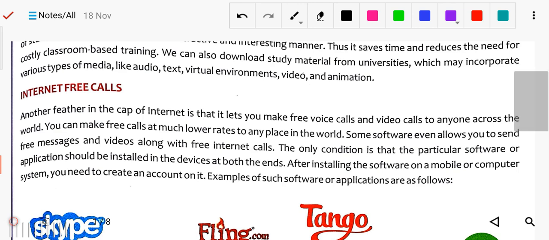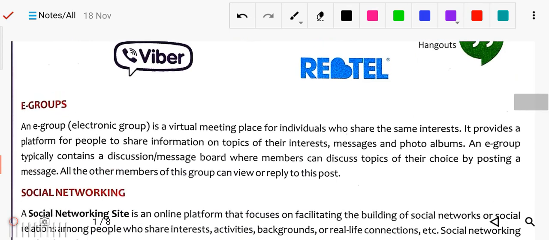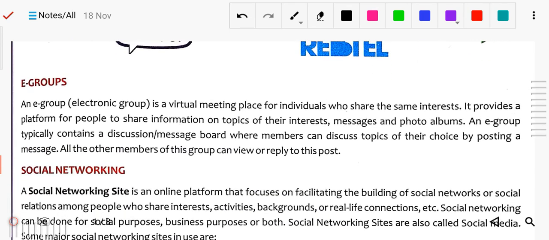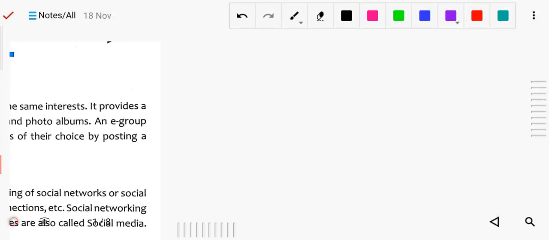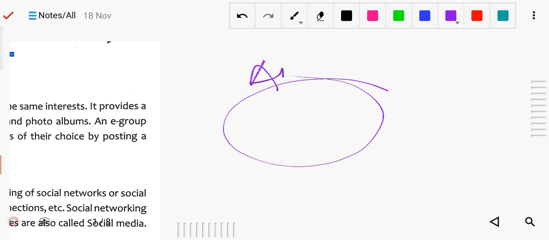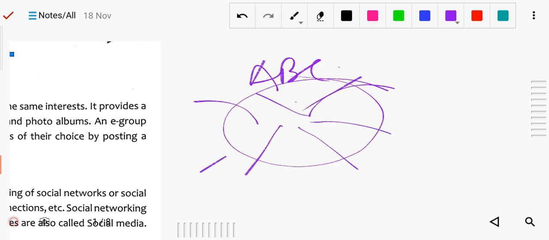Now next we have the electronic group. Okay, so electronic group means e-group. An electronic group is a virtual meeting place for individuals who share the same interest. First of all, you should know what a group is. Group means all the people are there. Suppose this is a group by the name ABC. This is the group name, and all the people are added there. Suppose a WhatsApp group, so many people are added in this group.